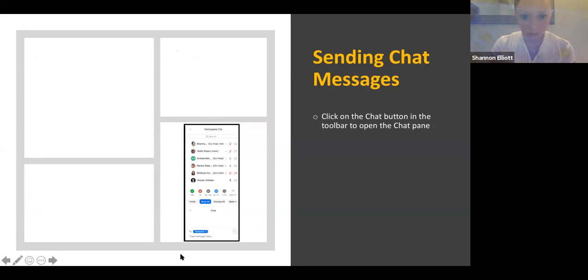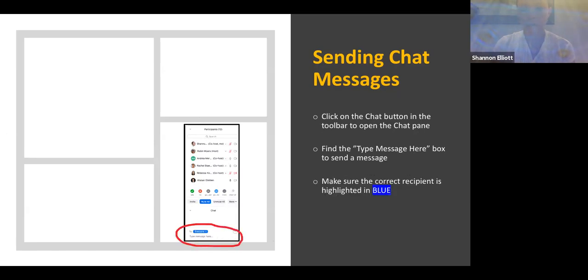I've taken a screenshot of what a chat pane looks like. Here's the participants pane, which we've already seen in the last example. So down here is our chat pane. This is how we can type messages to each other. We want to look at the very bottom, and it says type message here to send a message. So that's what we want to locate first, all right? And then we want to make sure that the person we want to actually communicate with is highlighted, okay? They're going to be highlighted in blue.